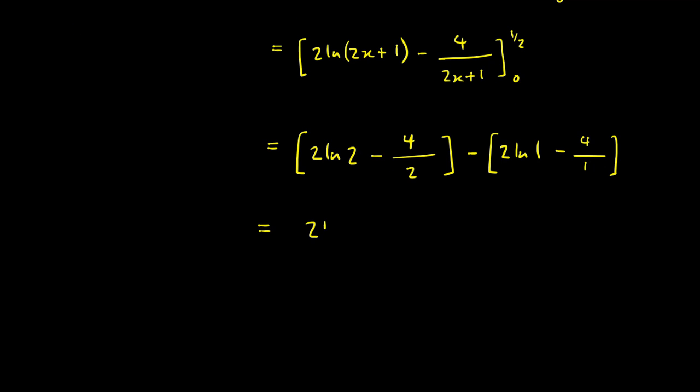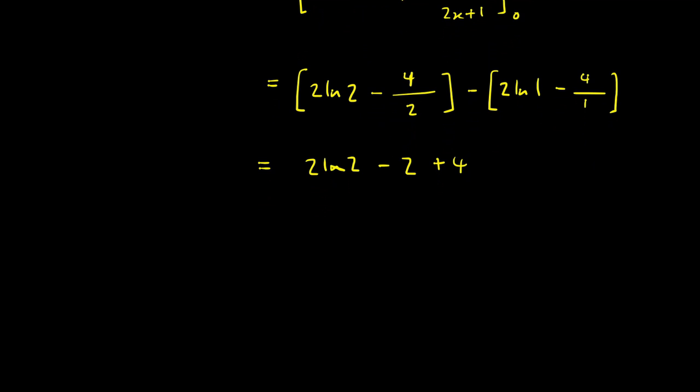So again, what I'm going to do is just be nice and careful, nice and slow, and simplify all of this. This is 2 ln 2, minus 4 divided by 2 is 2, minus, now 2 ln 1, right? ln 1 is equal to 0, so that term disappears. And 4 divided by 1 is just 4, so we've got minus 4, which is plus 4. And so then what I've got here is 2 plus 2 ln 2.